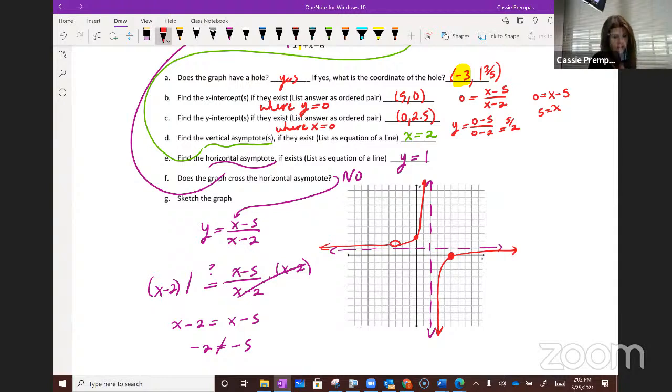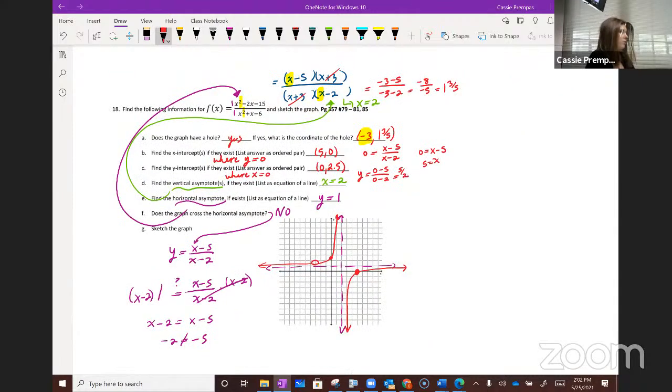How do you find the vertical asymptotes again? It's whatever makes the denominator equal to 0 that didn't cancel. So since I factored x minus 2, x equals 2 would make the denominator equal 0.